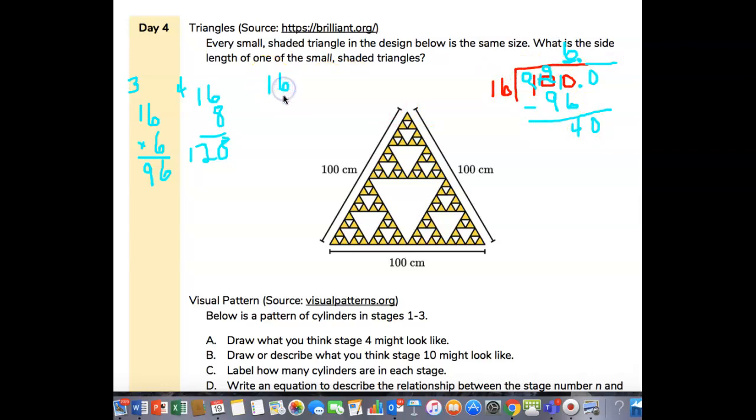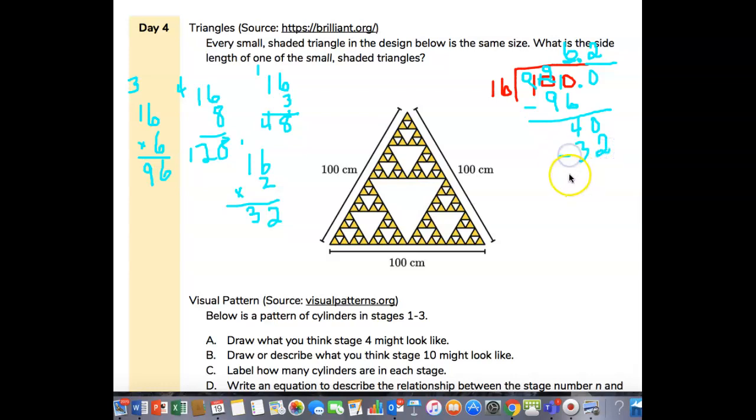So let's see, let's try 3. 3 times 6 is 18, 3 times 1 is 3, 48. Too high, too high. We can't go over 40. So let's go down one. 16 times 2. 6 times 2 is 12. Put down our 2, carry our 1. 2 times 1 is 2 plus 1 is 3. Aha, 32. So we're going to put a 2 up here. 2 times 16, we just did the math, is 32.